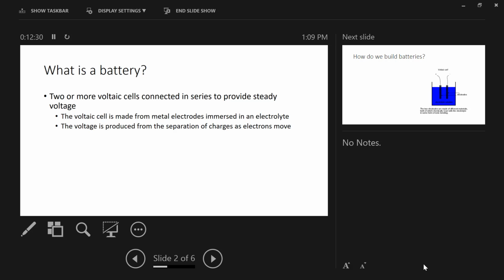A couple of key terms. I would like for you to look up voltaic cell right here.